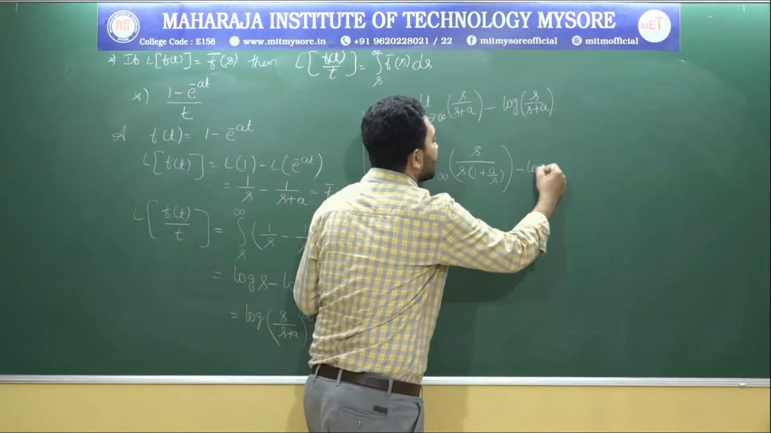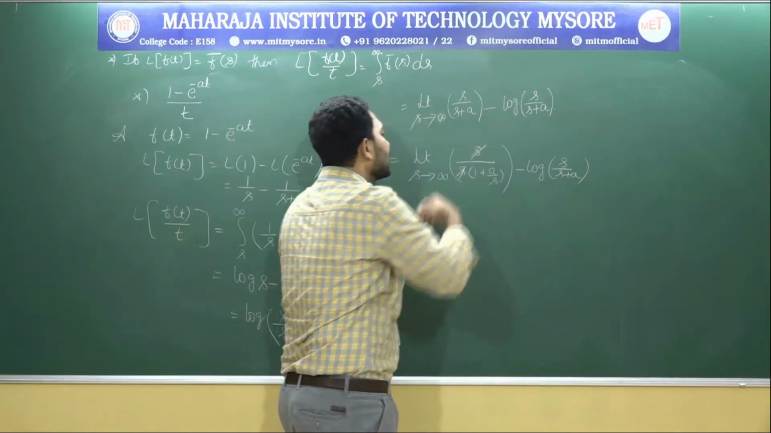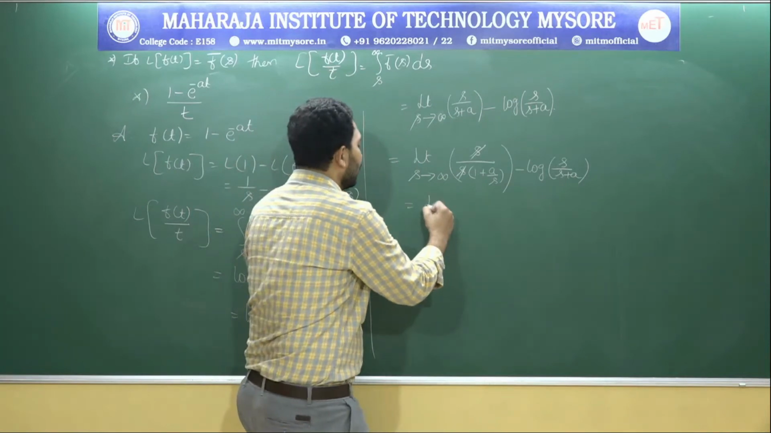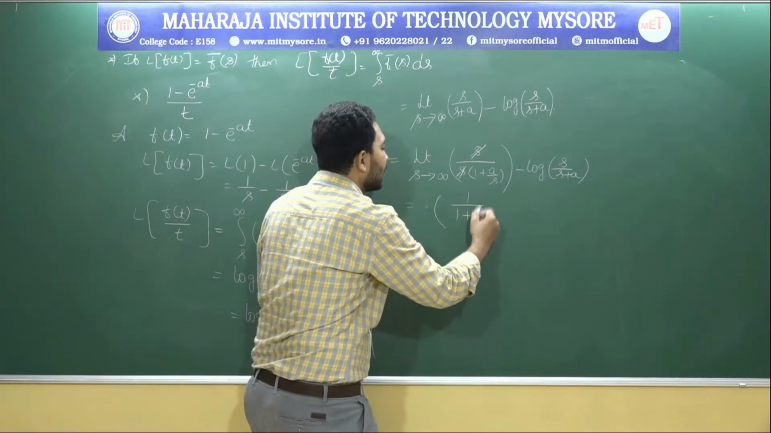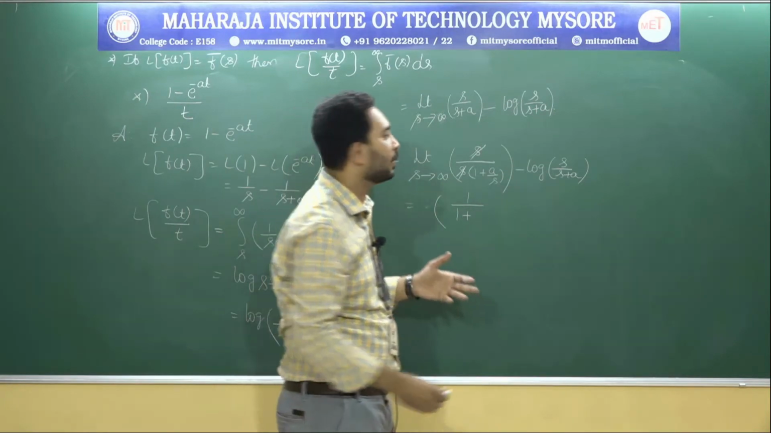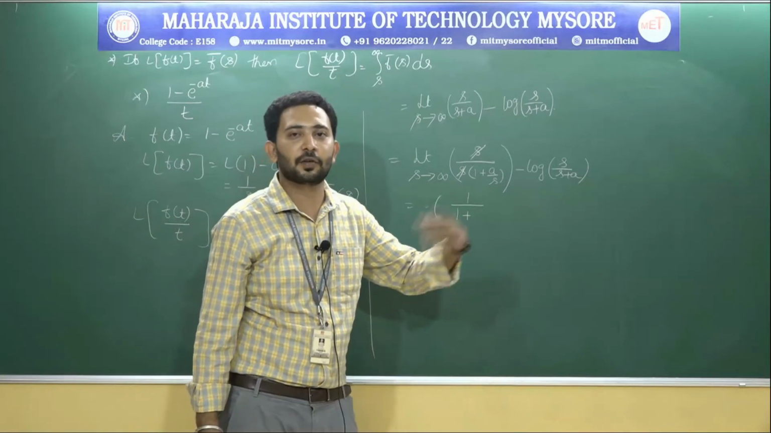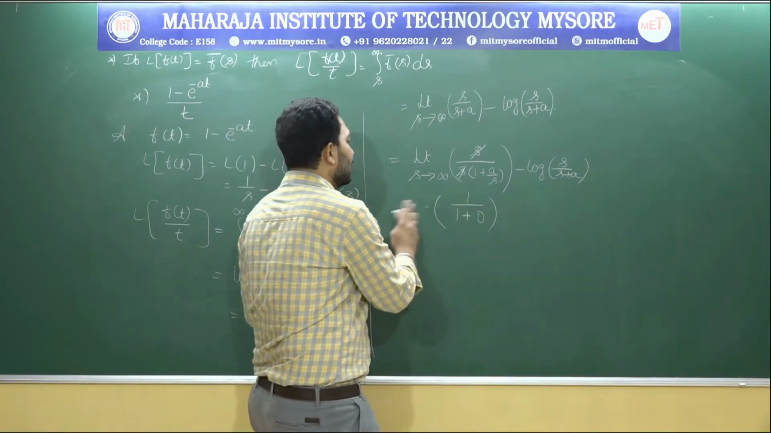1 plus a by s minus lower limit is s divided by s plus a. Yes, cancel. Now we can apply the limit. Apply the upper limit. We will get 1 divided by 1 plus a by s, a by infinity. What is 1 by infinity? It is 0. So a divided by infinity, 0 goes to numerator. We will get 1 plus 0.